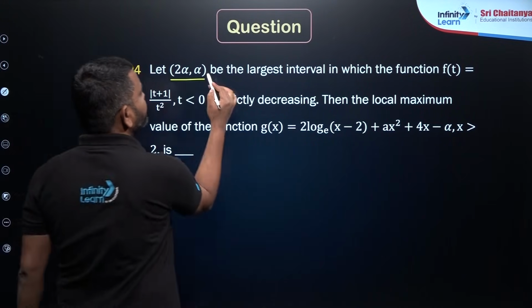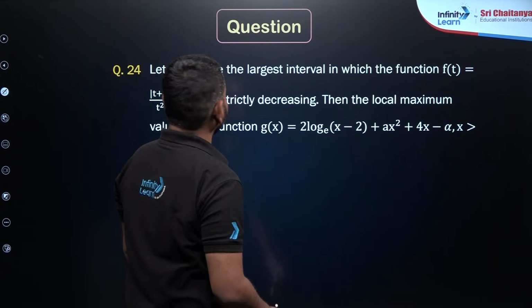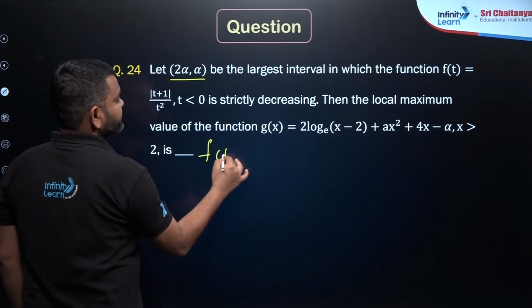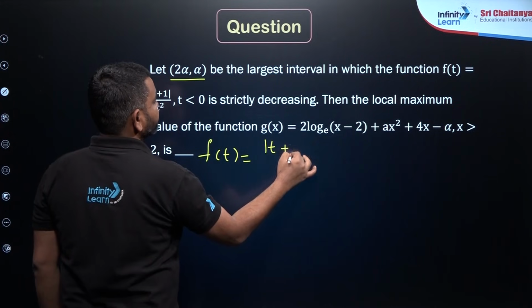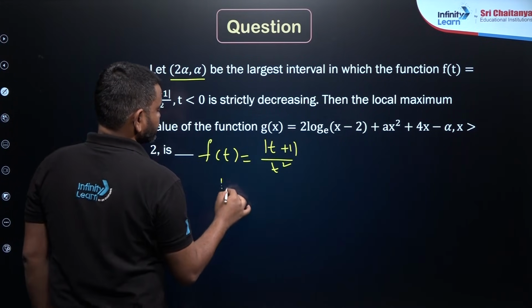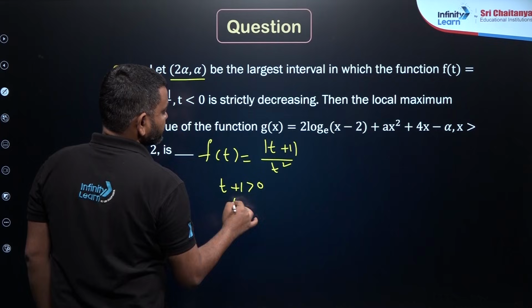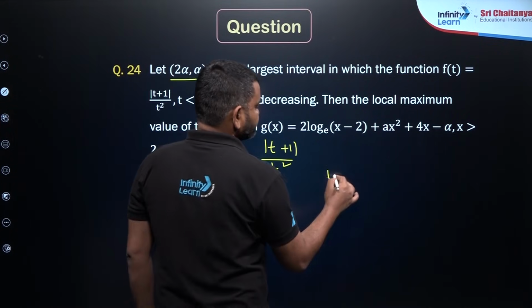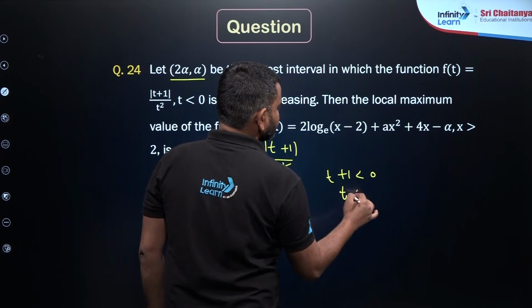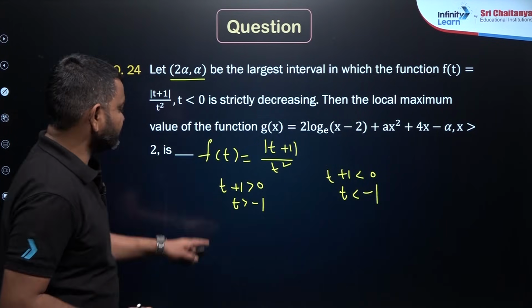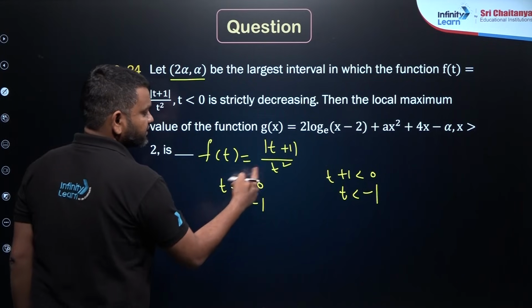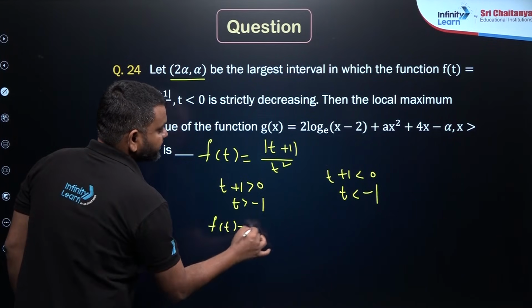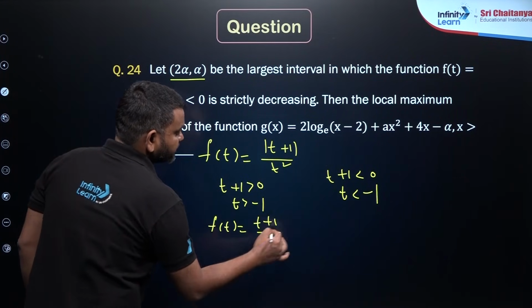You have 2 alpha comma alpha be the largest interval in this. F of t is equal to modulus of t plus 1 divided by t square. If t plus 1 is greater than 0, which means t is greater than minus 1, or t plus 1 if it is lesser than 0, t is lesser than minus 1. So if t is greater than 1, which means if it is positive, then f of t is going to be t plus 1 by t square.